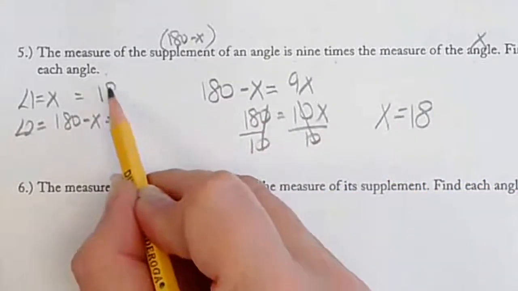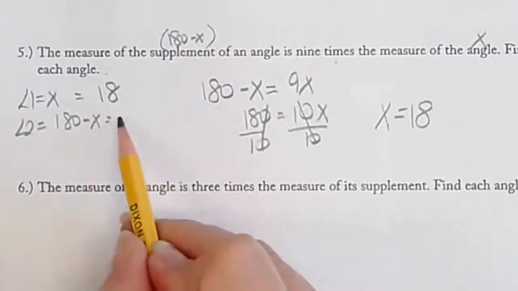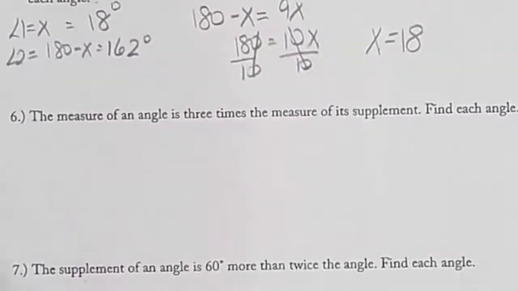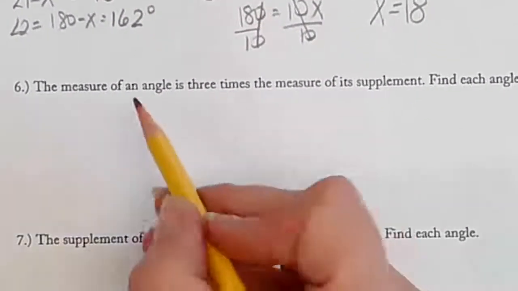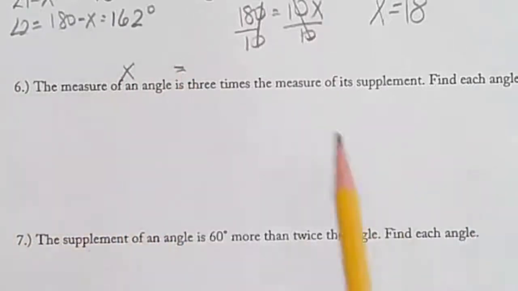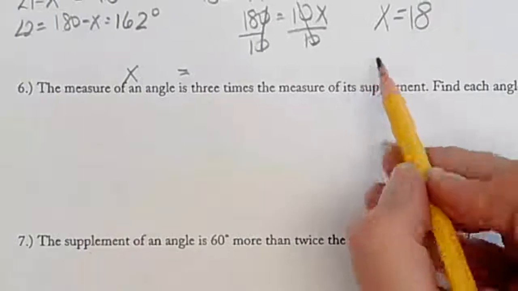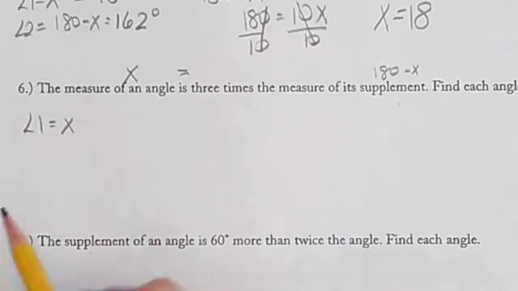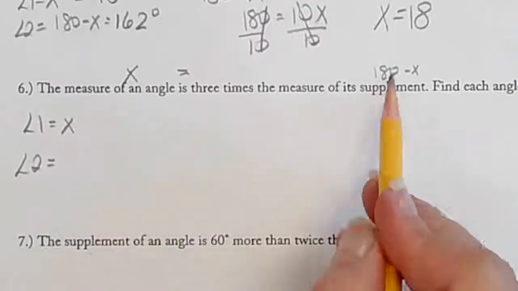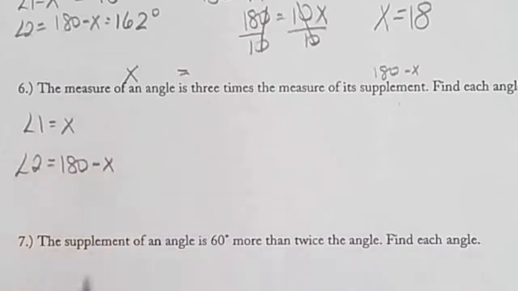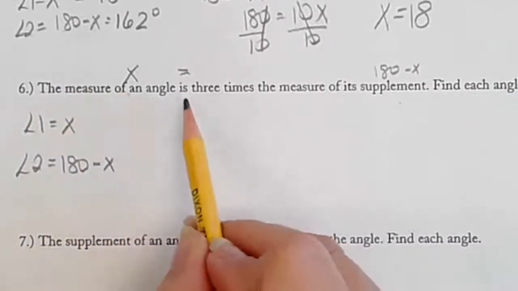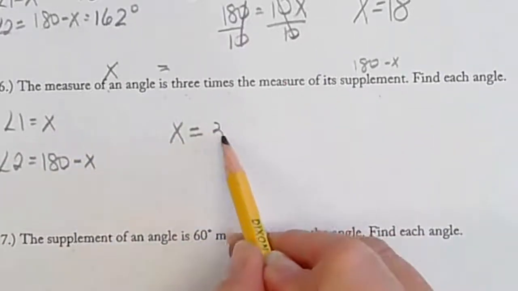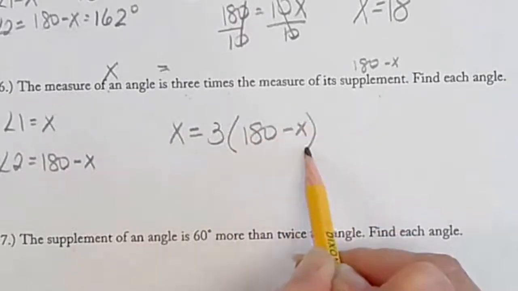Number 6, the measure of an angle is, so the angle is 3 times the measure of its supplement. Supplement, remember, is 180 minus x. So our angle 1 is our angle, and our angle 2 is our supplement. Okay, we got this. Angle is 3 times the supplement. Now I need to distribute. Add 3x to the other side. And now I'm stuck.